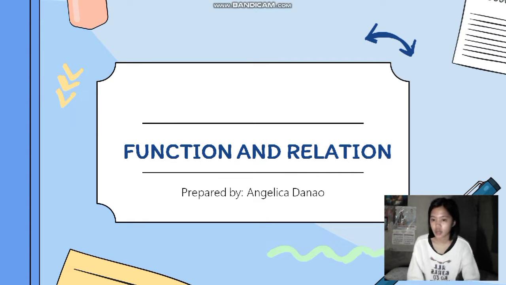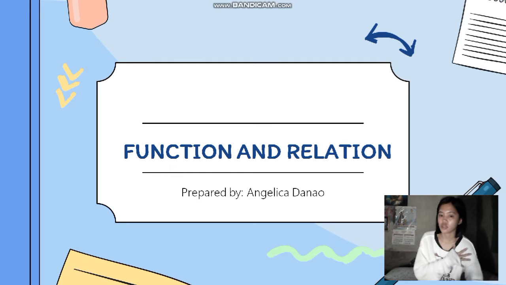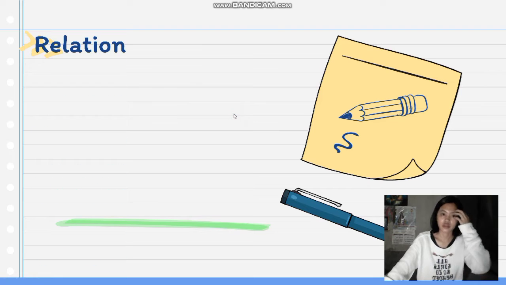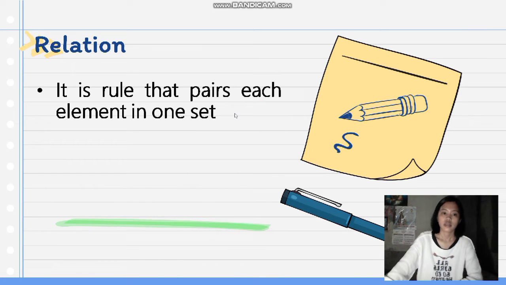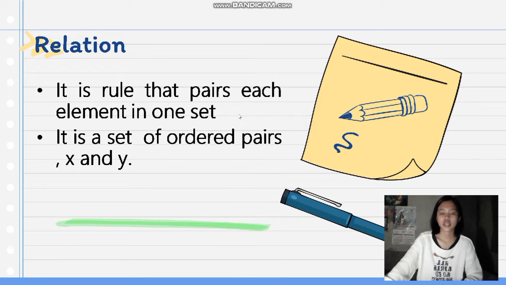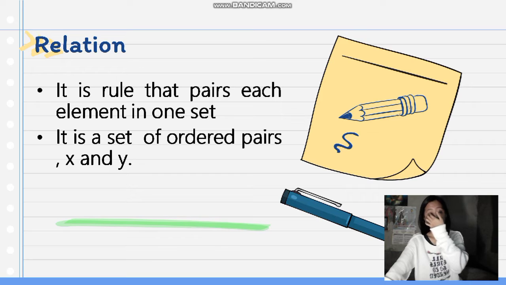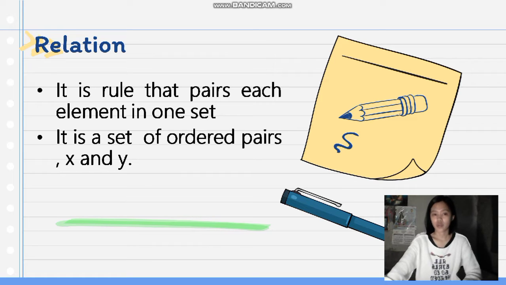For today's video, ang gagawin ko ay ituturo ko sa inyo kung ano yung relation and function. So, ano nga bang relation? It is a rule that pairs each element in one set. It is a set of ordered pairs, which is yung x and y. Kumbaga, set siya ng ordered pairs, combination of x and y.